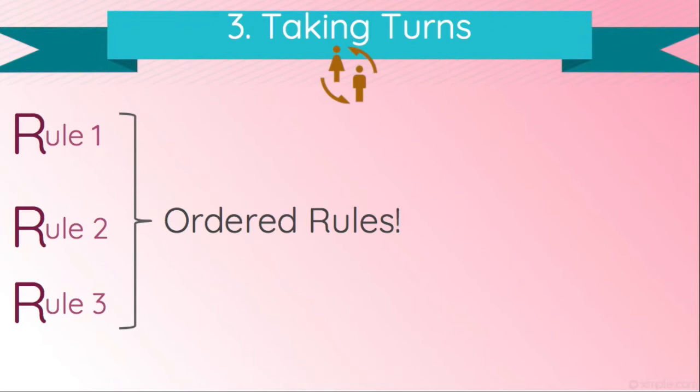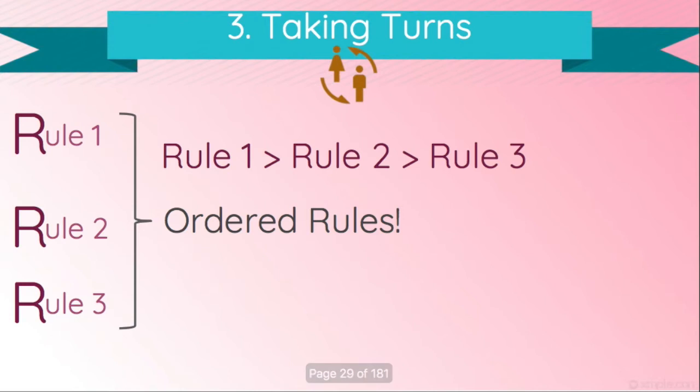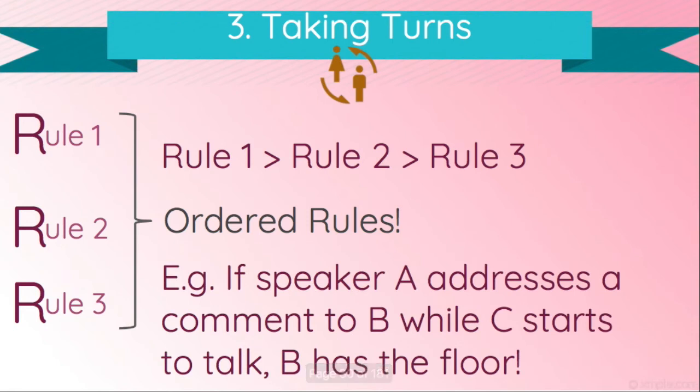So it's important to know that rules 1, 2, and 3 are ordered rules. Rule 1 takes precedence over rule 2, and rule 2 takes precedence over rule 3. So it's arranged in that way. For instance, if speaker A addresses a comment to B while C starts to talk, B still has the floor.